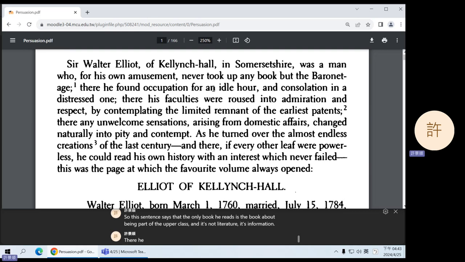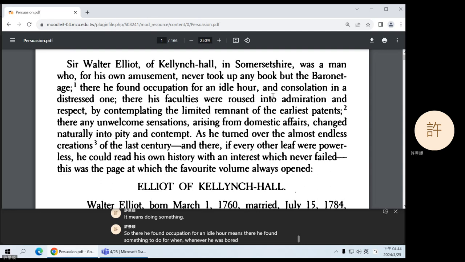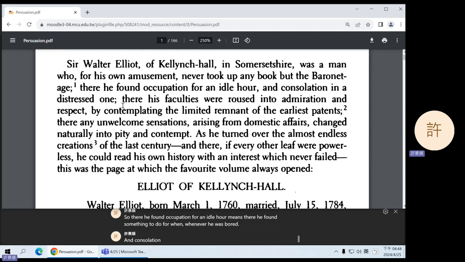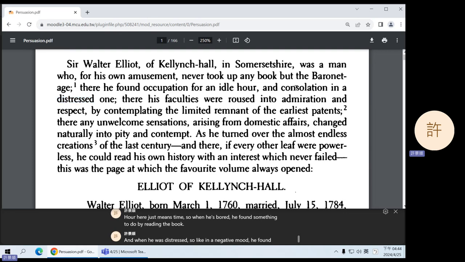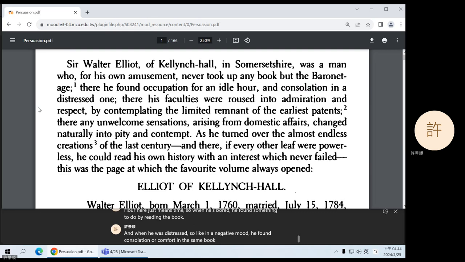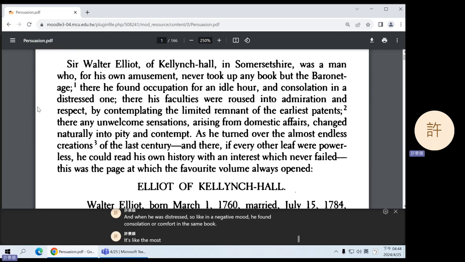There, he found occupation for an idle hour. Idle means doing nothing. Therefore, occupation does not mean a job. It means doing something. So there he found occupation for an idle hour means there he found something to do for whenever he was bored. And consolation in a distressed one. One what? One hour. Hour here just means time. So when he's bored, he found something to do by reading the book. And when he was distressed, so like in a negative mood, he found consolation or comfort in the same book. It's like the most important thing, the most important object in his life.